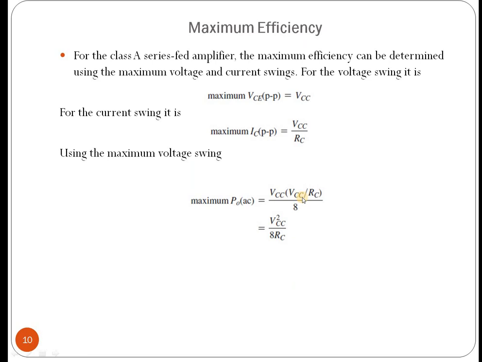The maximum efficiency for the class A series fed amplifier can be determined using the maximum voltage and current. The maximum voltage swing, maximum VCE peak to peak, is equal to VCC, and for the current swing, maximum IC peak to peak equals VCC divided by RC. From that, the maximum output power PO AC is equal to VCC times VCC by RC, divided by 8. So it is equal to VCC squared divided by 8 RC.